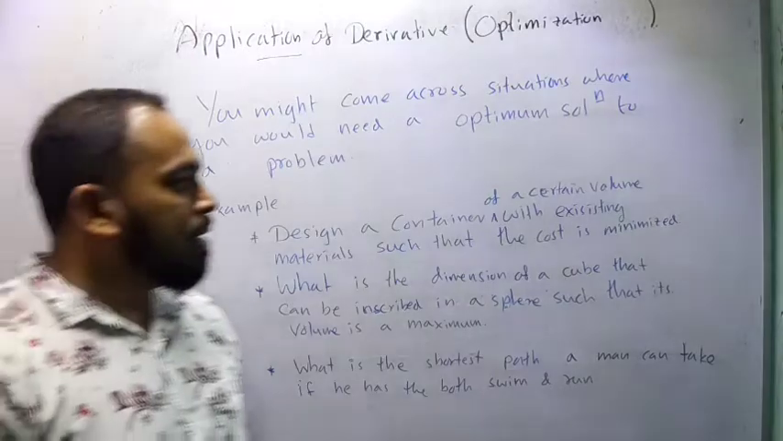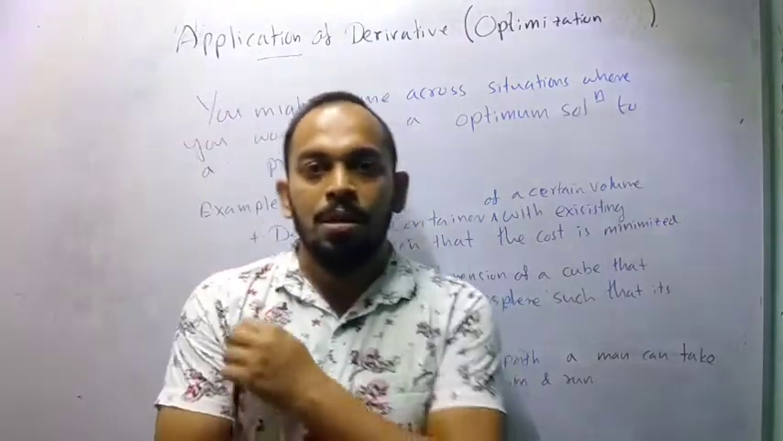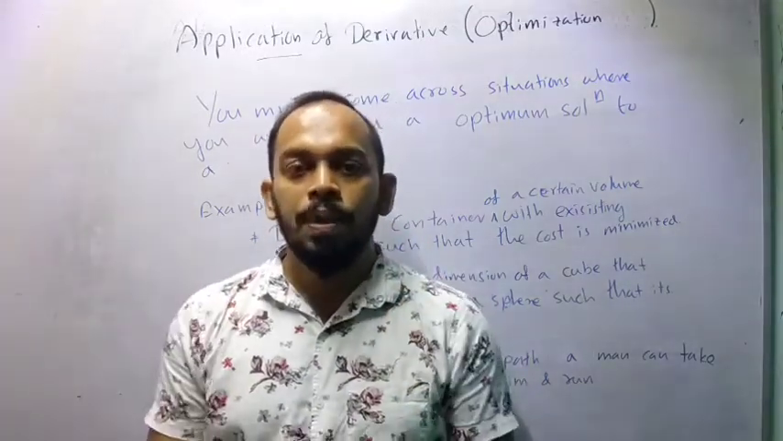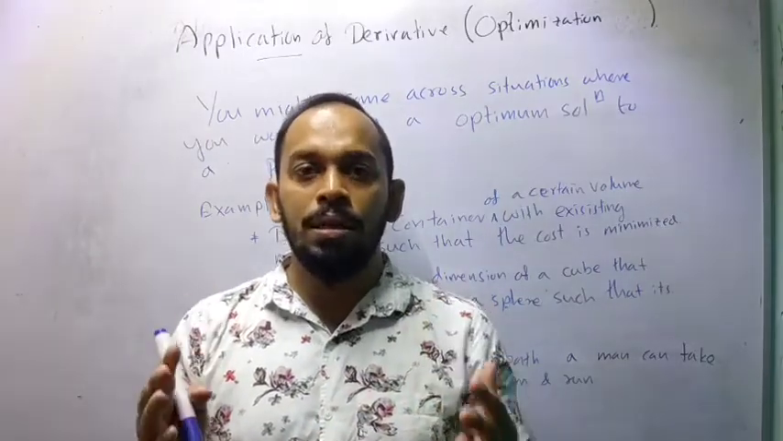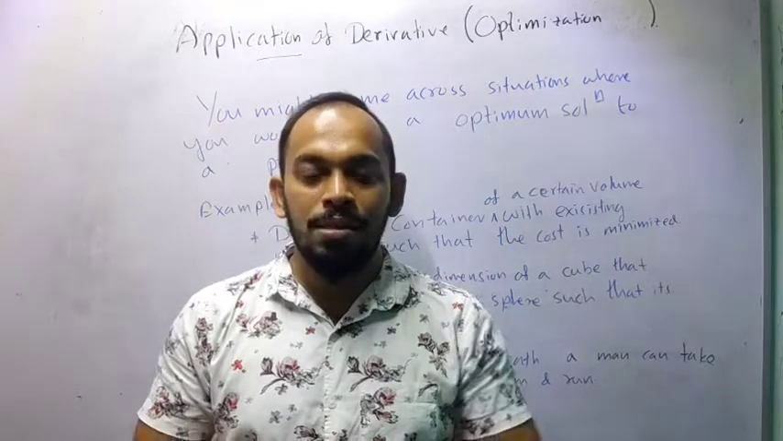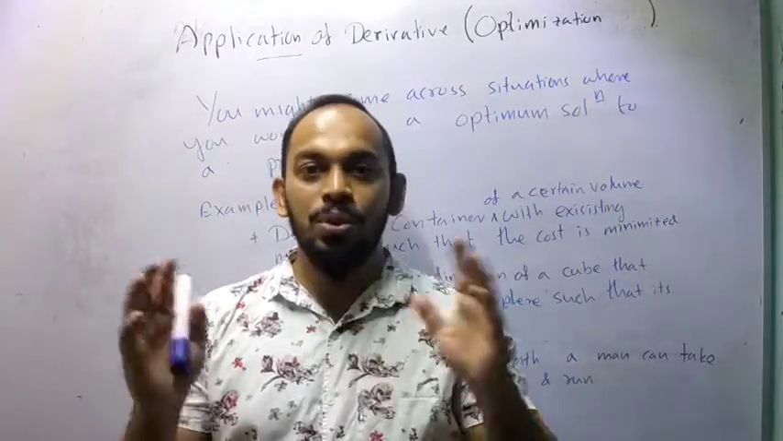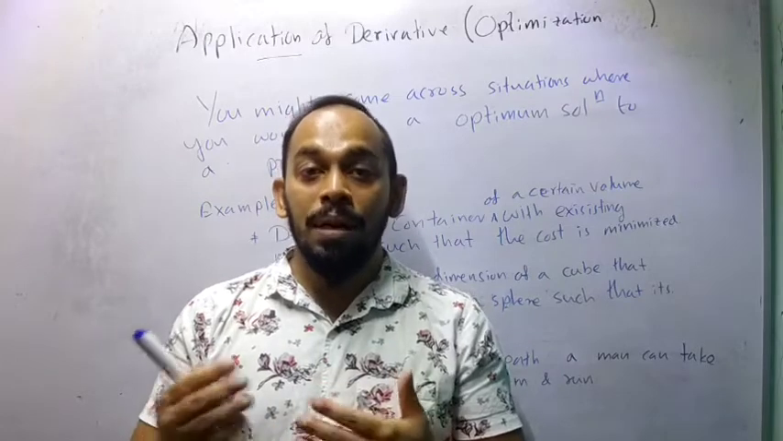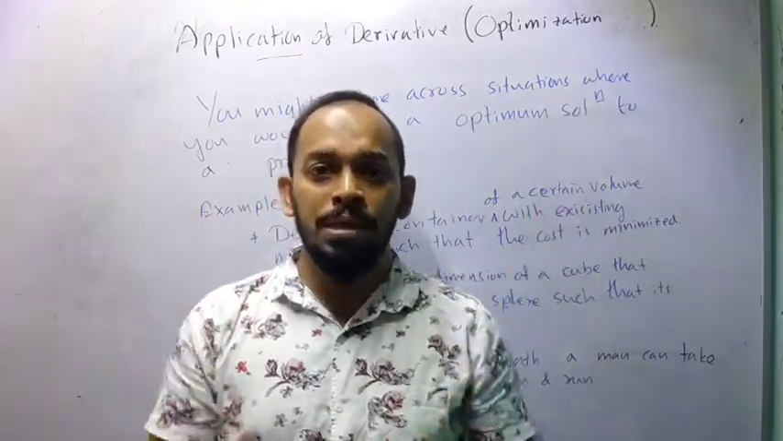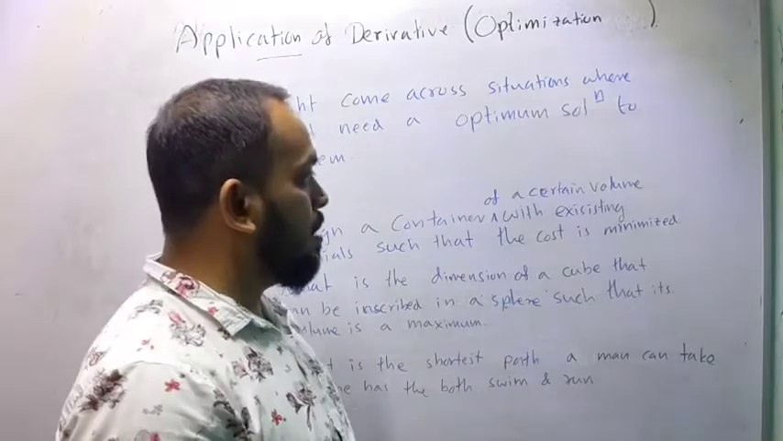For example, design a container of a certain volume with existing materials such that the cost is minimized. Suppose you are at work and your boss tells you to design a container. Maybe this would be a special container that should contain radioactive materials. Then you can't use polymers or steel or anything. You have to use maybe lead, certain materials that will restrict the radiation. So that would be very costly. So what is the optimum design solution? For example, let me just say your container should contain a certain volume.